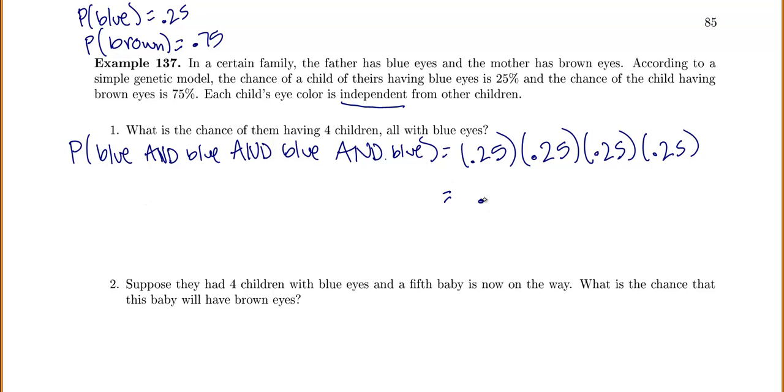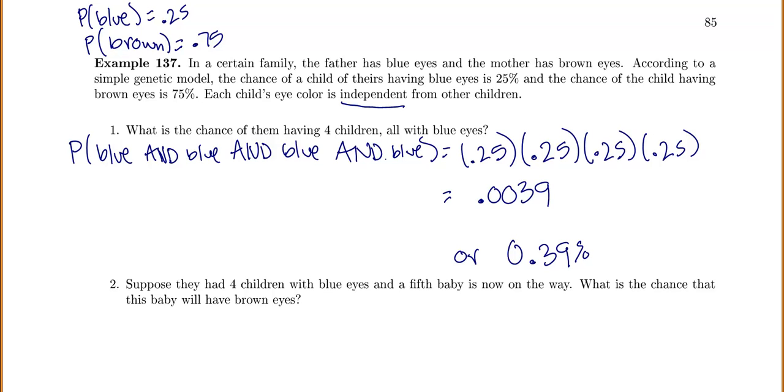If I put this into my calculator, I get 0.0039. Or you could even change it back to percent. So this is 0.39%. So there's only a 0.39% chance that all 4 children have blue eyes, even though the chance of one child with blue eyes was 25%. By the time you get to the chance that the first one is blue, and the second one is blue, and the third one is blue, and the fourth one is blue, you're down to a 0.39% chance.